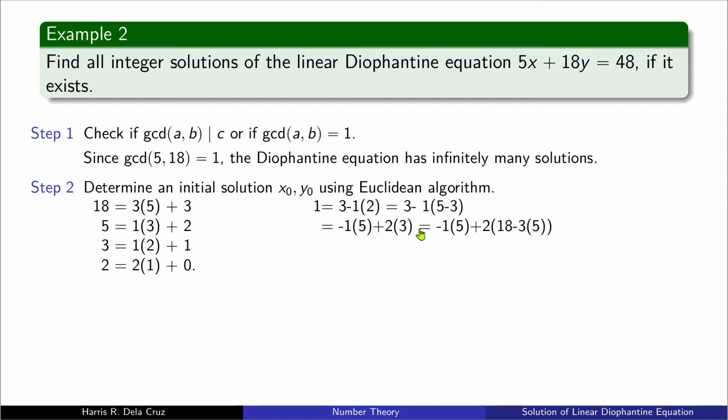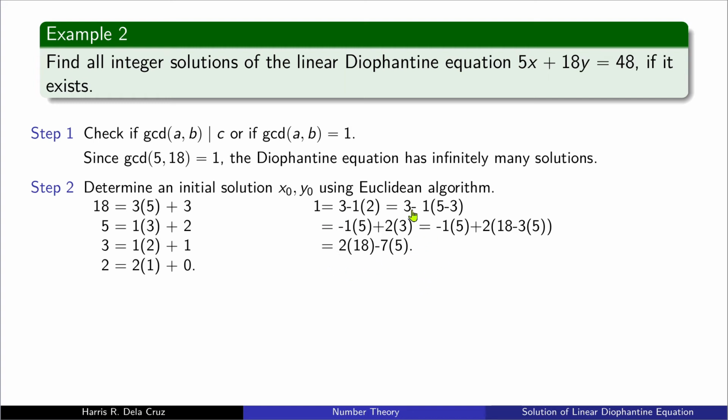Again, we get the value of 3 from, this time, the first equation. So we have 3 equals 18 minus 3 times 5. So we substitute that. We have negative 1 times 5 plus 2 times (18 minus 3 times 5). Distributing 2 gives us 2 times 18 and negative 6 times 5. So we have 2 times 18 minus 7 times 5. 2 times 18 is 36. 7 times 5 is 35. So 36 minus 35 is indeed 1.